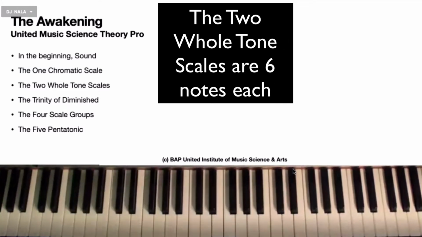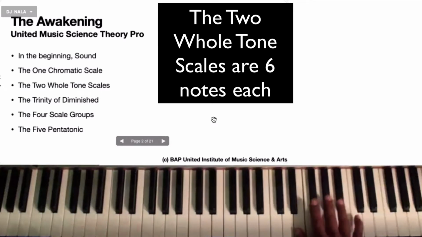Now, when we talk about the two whole tone scales, they're like the opposites, right? They're like the yin and yang, or the opposite polarities of music, right? So they have a series, these two whole tone scales. And they're only 6 notes each, and Monk wore those out.